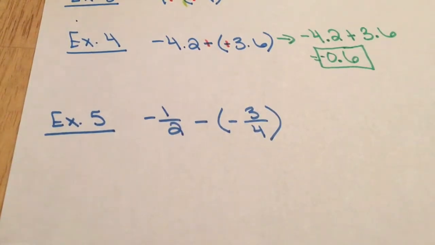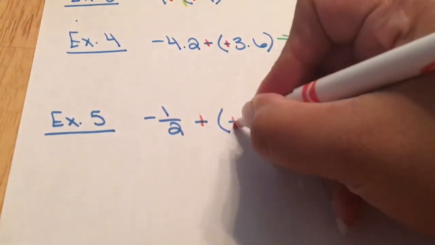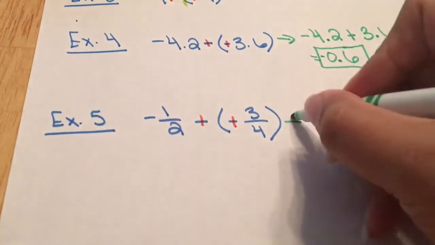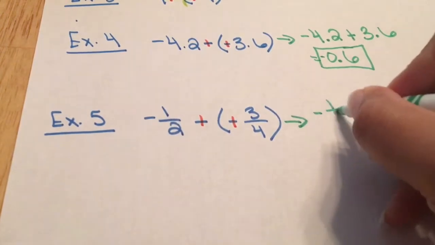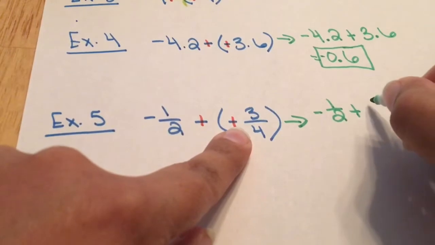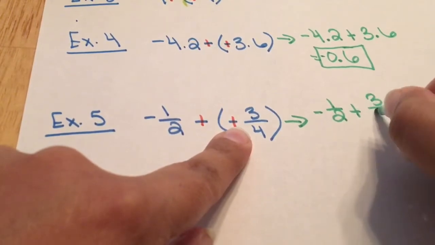All right, so again, we're going to go ahead and follow our rule for integer subtraction. We have to add the opposite of a number, or subtracting a negative is the same as adding a positive. So I'm going to change my sign and what's behind. And I'm going to rewrite this as adding the opposite. So it was a negative 1/2. We add the opposite of a negative 3/4, which is a positive 3/4.